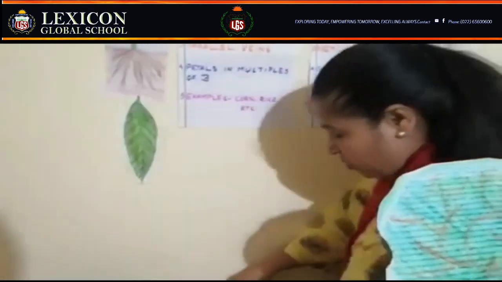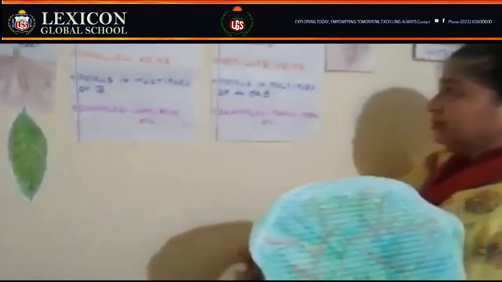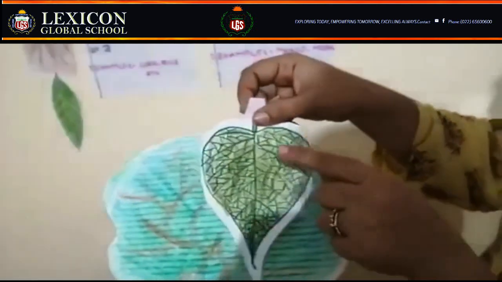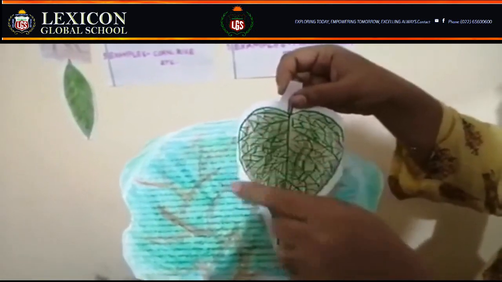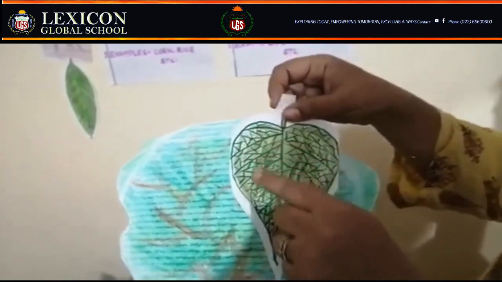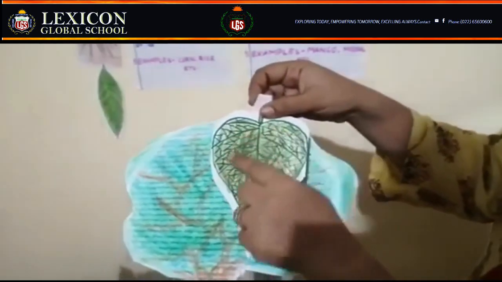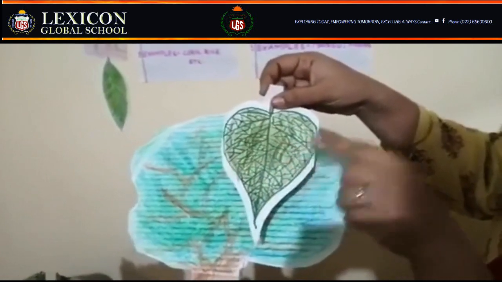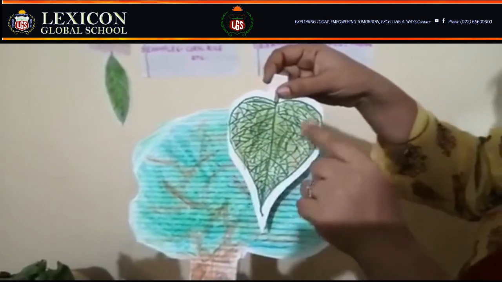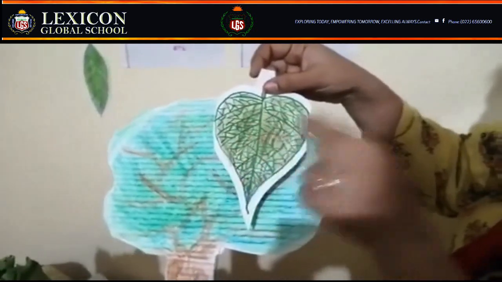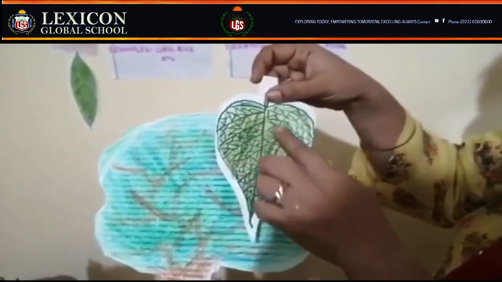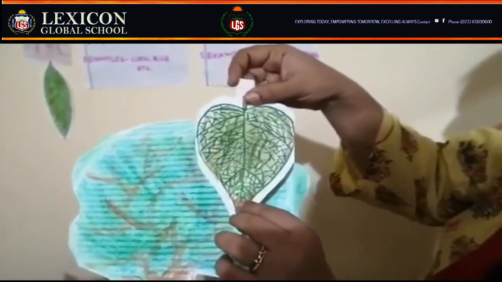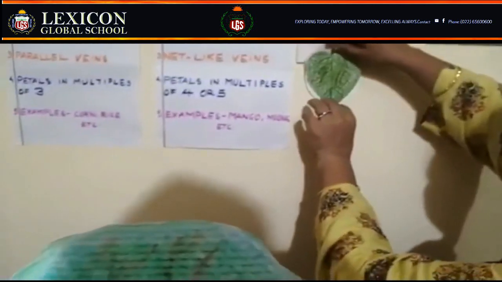Okay, now what about dicot? Dicot also has a leaf which has a main vein and many other small veins. This forms a net. You might have seen the peepal leaf. If you store this peepal leaf in a book, after a few days, it will look the same as this. Okay, now I am sticking this here.